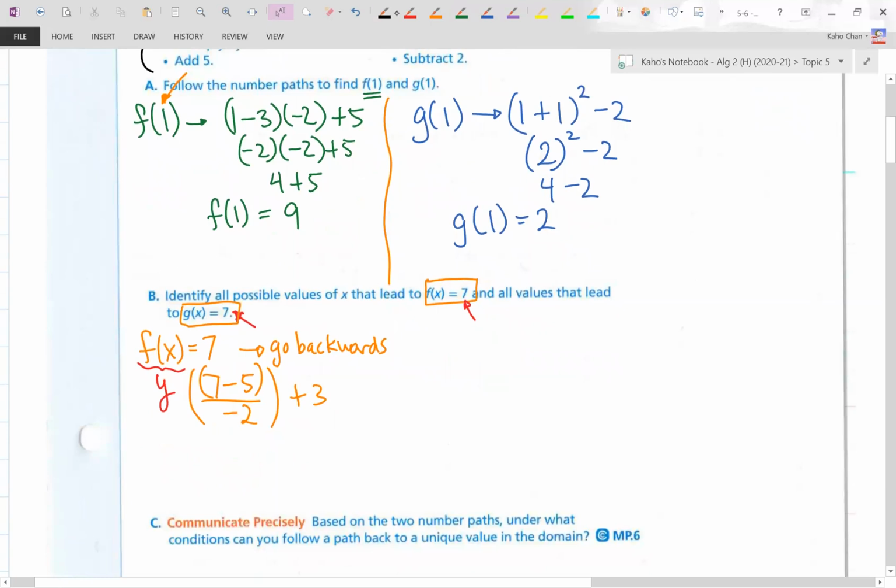So 7 minus 5 on top is, of course, 2. 2 divided by -2 is -1. -1 plus 3 is 2. There it is. The x value of 2 will give me a y value of 7. That solves that mystery, doesn't it? Let's work backwards so g of x equals 7.